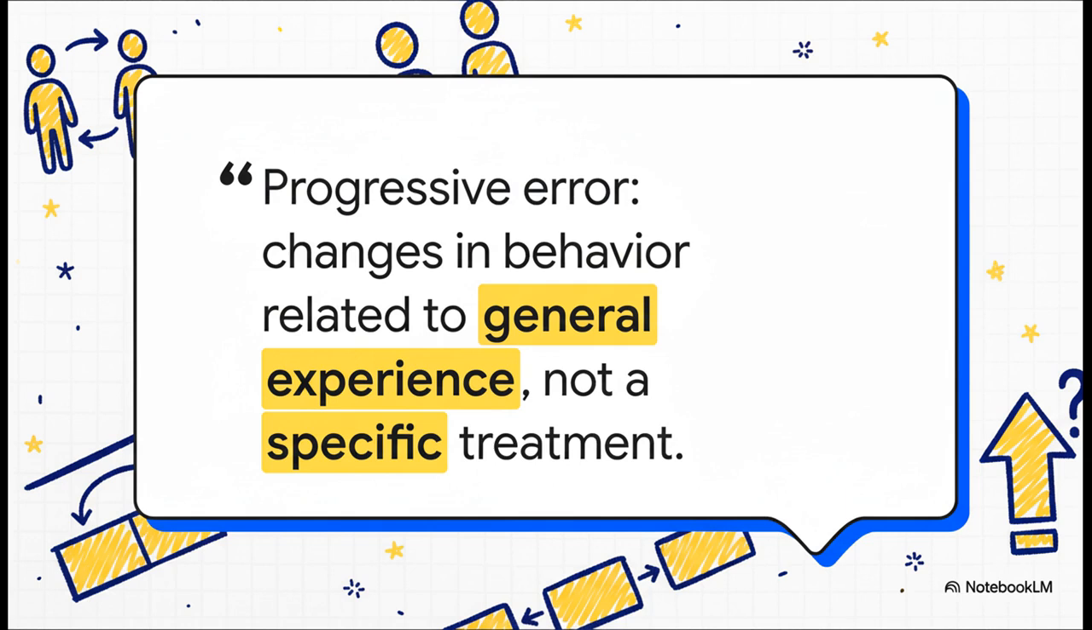And the name is perfect because they progress. It's not a one-time blip. It's an error that builds on itself, like a snowball rolling downhill. The longer the experiment runs, the bigger the problem gets.